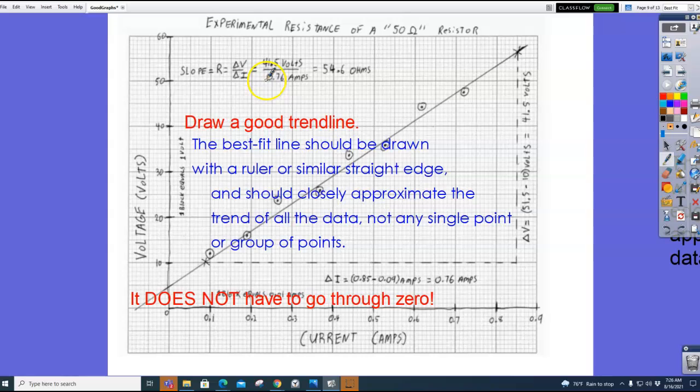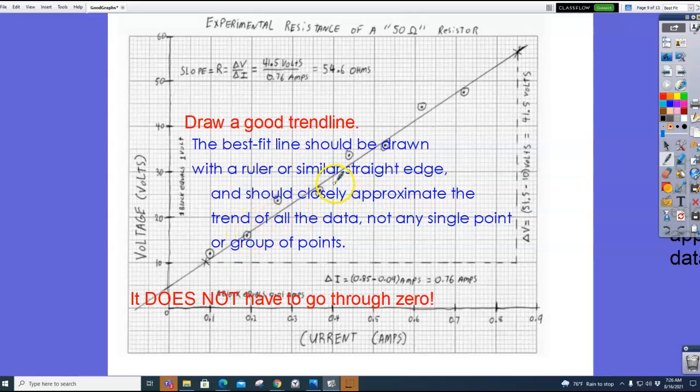Please draw a good trend line. By that, I mean it should be drawn with a ruler, not just sketched, not just hand-drawn willy-nilly. And it should clearly or closely approximate the trend of all the data. No point is more important than any other point. So lay a ruler down so that your line goes as close to as many points as possible. It can go through all of them sometimes.